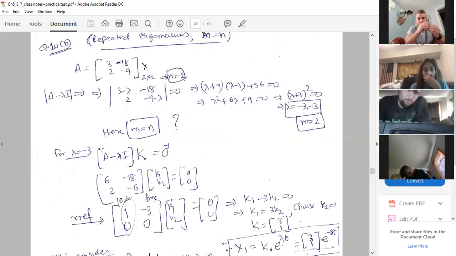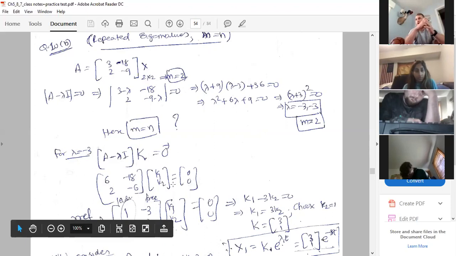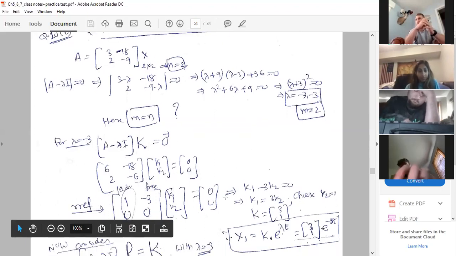Part 1 is the same as your case 1. So lambda equal to -3, (A minus lambda I) K. Lambda equal to -3, so A is this one. 3 plus 3 is 6, -18, 2 and -9 plus 3 is -6, and k1, k2. RREF gives you 1, -3, 0, 0. K1 is a leading element. This one is not leading, it is a free element. Let me send this one to the other side. So K1 equal to 3 K2.